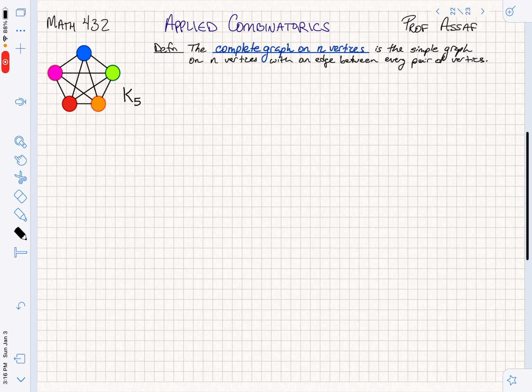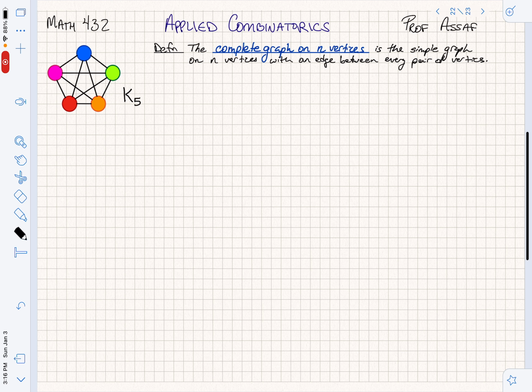One graph that's very special that comes up often is the complete graph on n vertices. This is a simple graph, simple meaning there are no loops and no multiple edges, on n vertices with every possible edge included. Here's an example of the graph K5. This is the complete graph on 5 vertices, as we can see here. Every vertex, of course, has degree 4 because it connects to every other vertex. So this is an example of a regular graph as well.